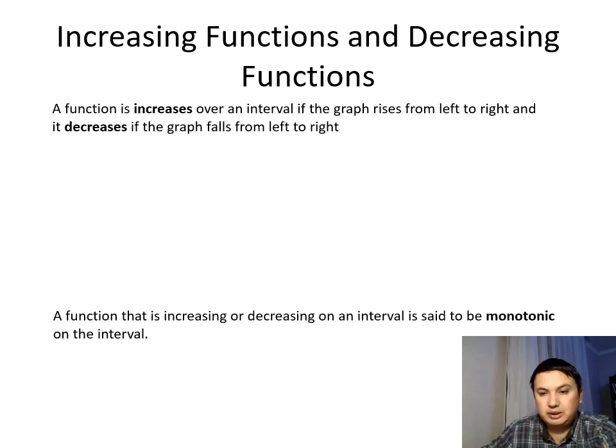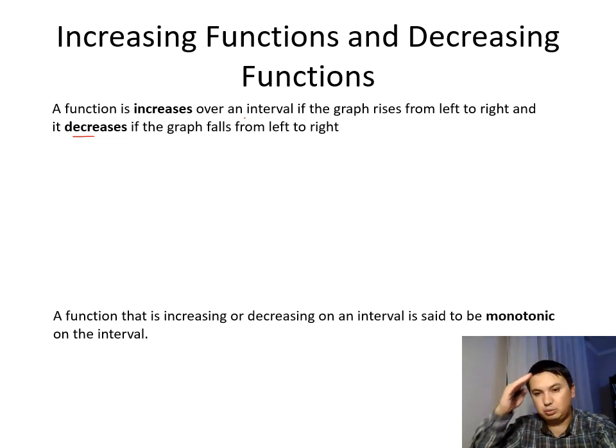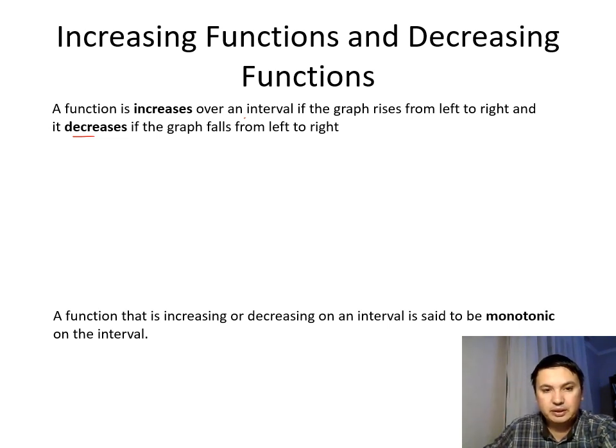We say a function increases over an interval if the graph rises from left to right, right? When we move from left to right, it has to rise. And we say it decreases if the graph falls, right? Again, if you move from left to right, it has to fall. An example of an increasing function is, say, from A to B, something like this. It is always increasing.